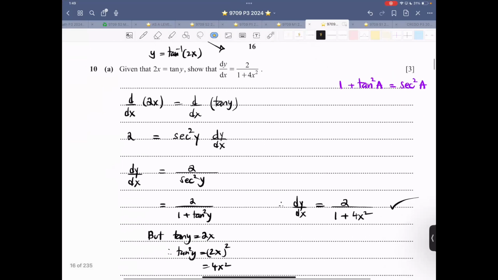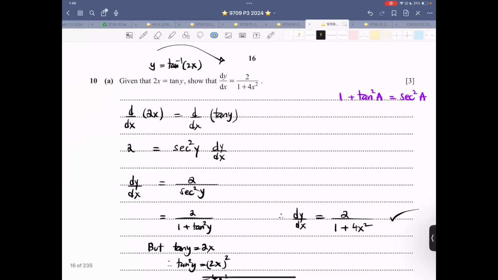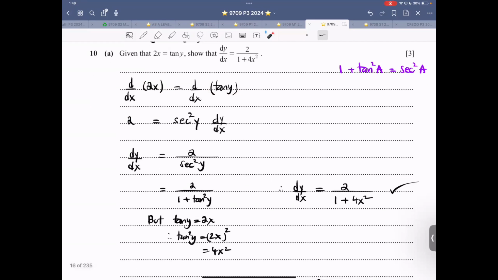Now let's discuss question number 10 first. It says y d2x is equals to tangent of y. This I have written later. Why have I written it? You'll soon know. Show that dy by dx is 2 over 1 plus 4x squared. What you do is that since dy by dx is like this and y is not the subject, you should differentiate both sides with respect to x. That is how we got started with the differentiation of tan inverse. This is similar thing to that.